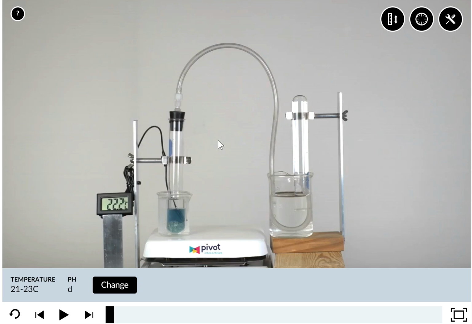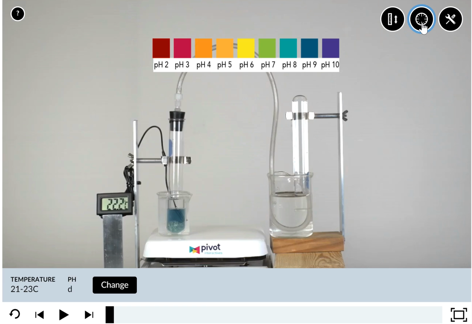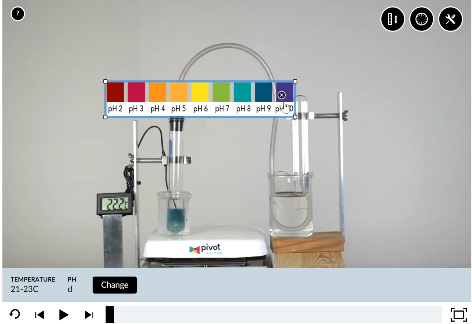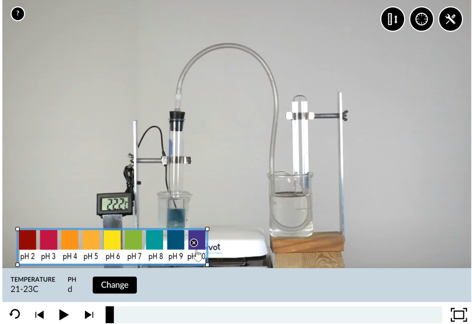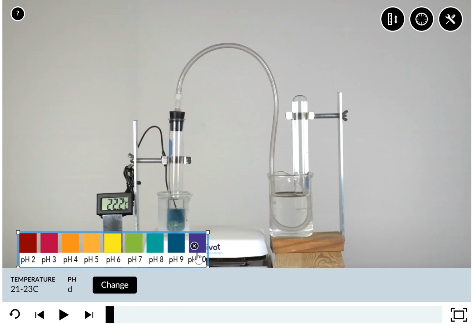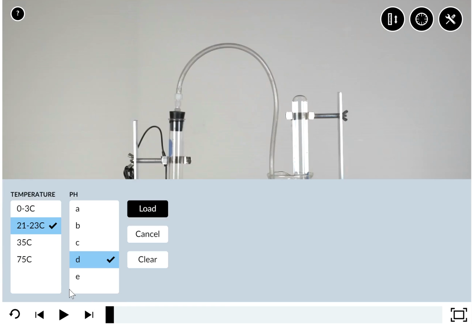It's not a letter. So you have to use this tool in the top right-hand corner that gives you a pH scale with color indicators. So you would match it up as best you can. So I would say that the pH of this reaction is about 9. And I would record that if I was doing different pHs on my data table that's lower in the simulation.